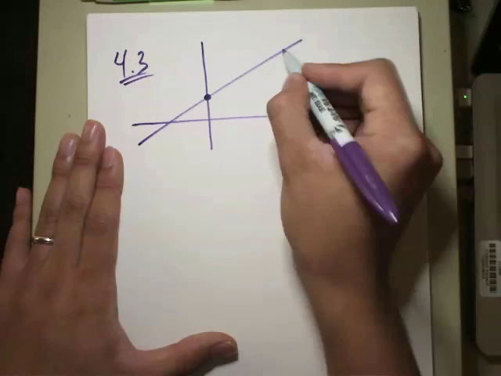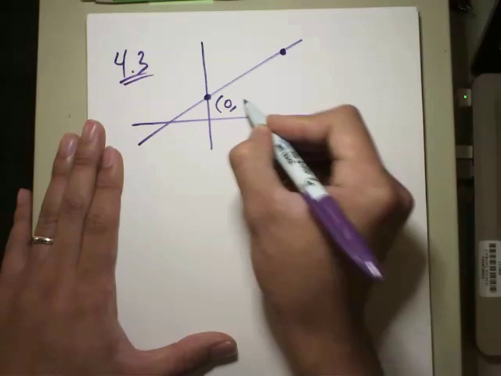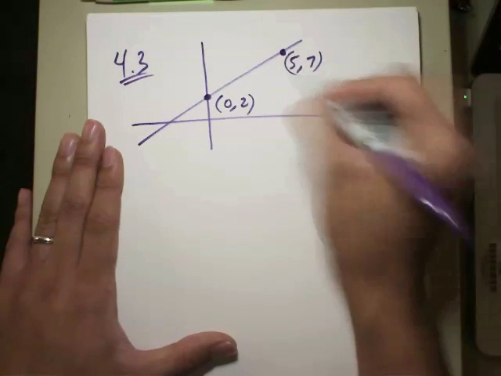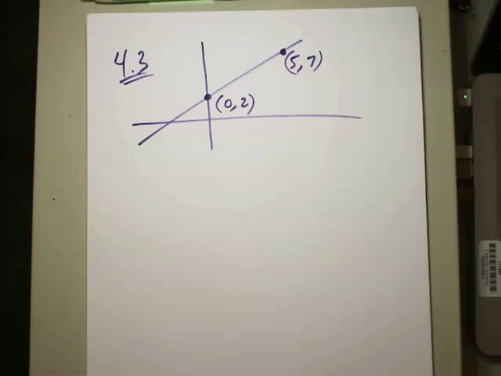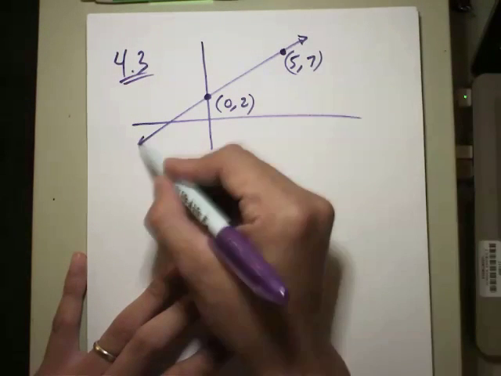So pretend that I have this for you, a line. I also identify two specific points here. Let's have this point be (0, 2), and this is (5, 7). Okay, and I want you to give me back an equation of this line written in the slope-intercept format.